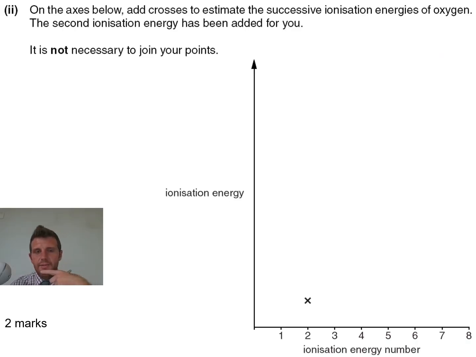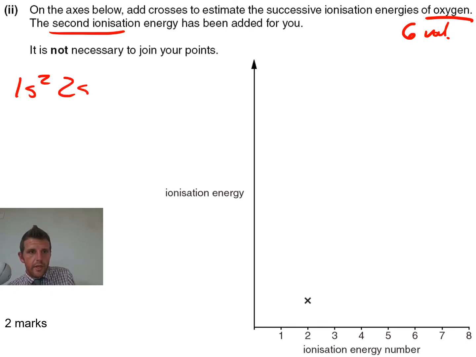All right, so on the axis below, this is just another practice problem. Estimate the successive ionization energies of oxygen, and the second ionization energy has been added for you. So then oxygen, periodic table, I know there's 6 valence electrons. I'm going to get fancy with this. So then what I'm going to do is 1s2, 2s2, 2p4. So the first ionization energy is going to be lower because remember I've got 2p.